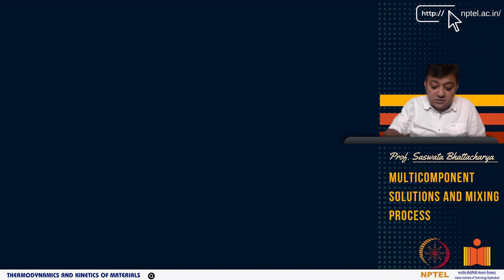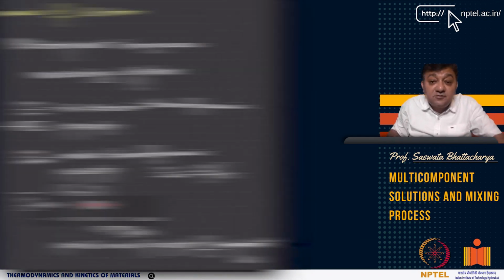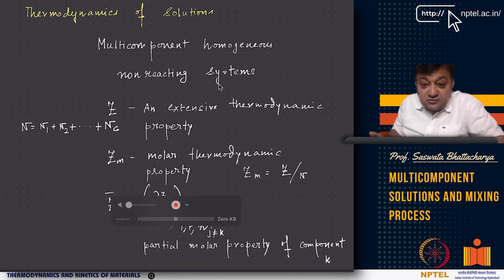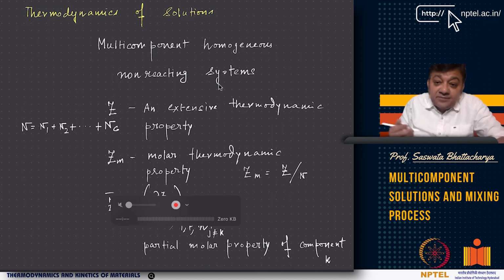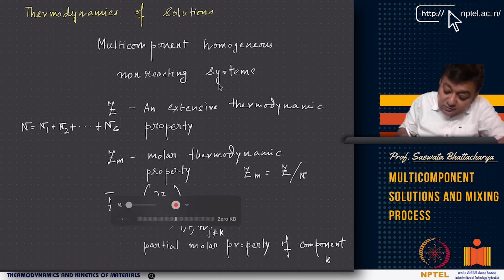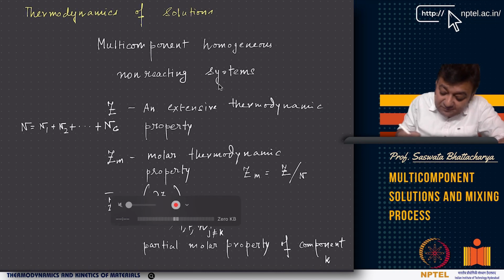So I was talking about thermodynamics of solutions, multi-component solutions. Multi-component solutions means it is basically a mixture of multiple components, and the mixture gives rise to a homogeneous, non-reacting mixture of components where you cannot distinguish one component from the other, and they form a solution. Okay, so that is the solution that we define, and we'll continue with that.